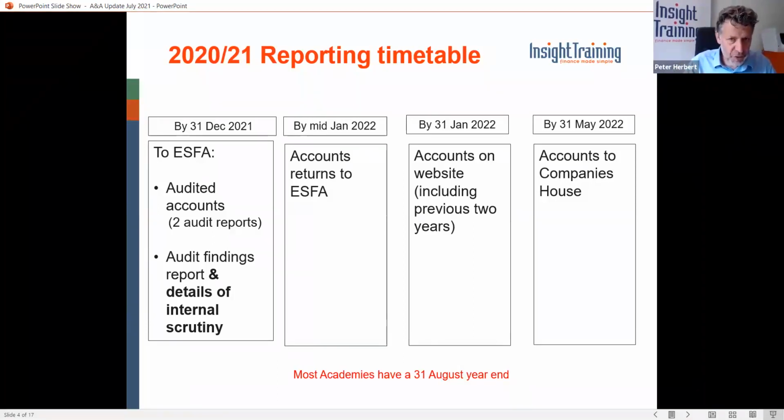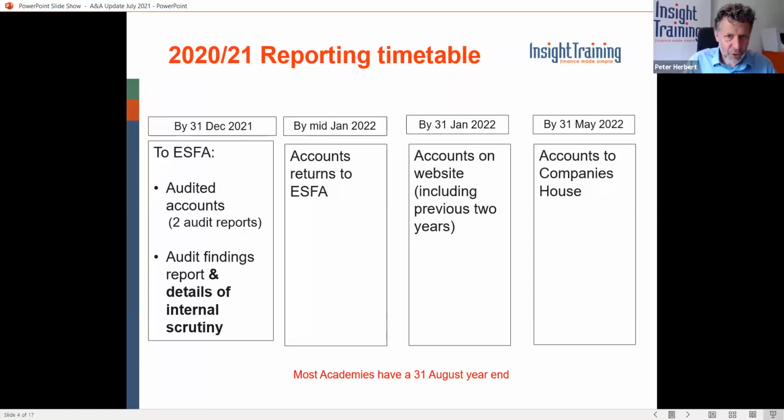So the 31st of August year-end accounts need to be audited by 31 December. Audited accounts then need to be submitted with the audit findings report. And don't forget as well, the internal scrutiny report needs to be submitted by trusts in that same time frame. The accounts return goes to the SFA by mid-Jan 22. I don't know at the point of recording this session exactly what that date will be, but mid-Jan 22. Accounts on the website by 31 Jan 22.